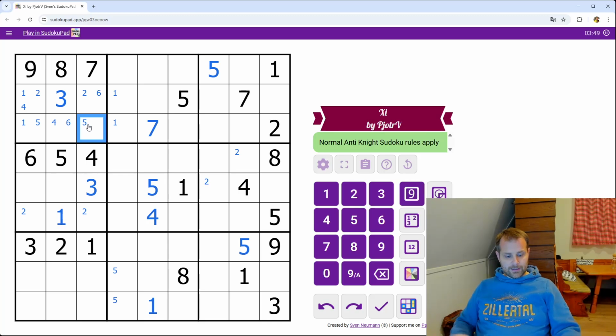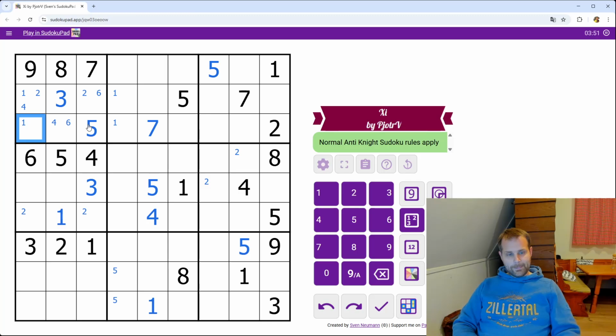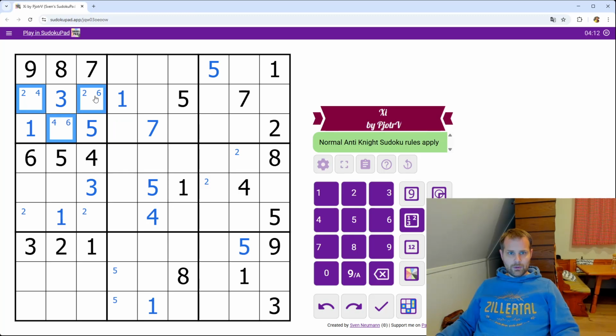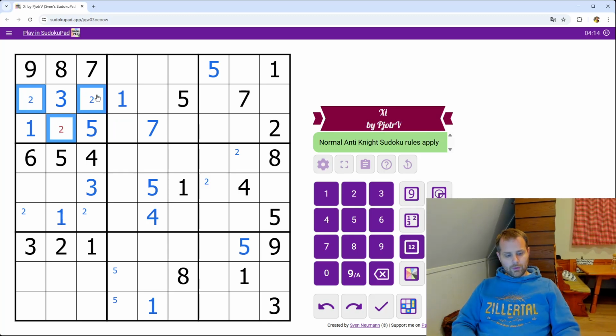So this can only be a 5. Then we look at this cell. What can this be? It can only be a 1, because it can't be a 2, 3, 4, 5, 6, 7, 8, or 9. So this is a 1, the 1s are done. So these are from 2, 4, 6.